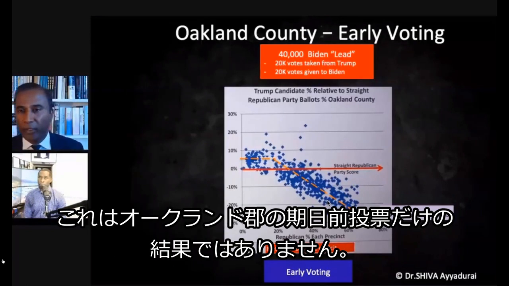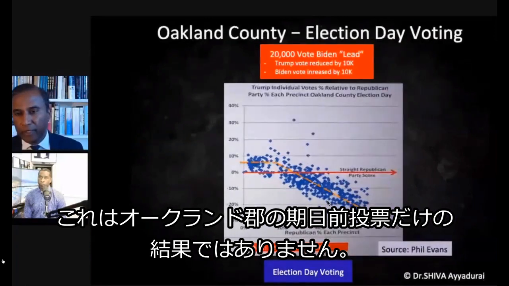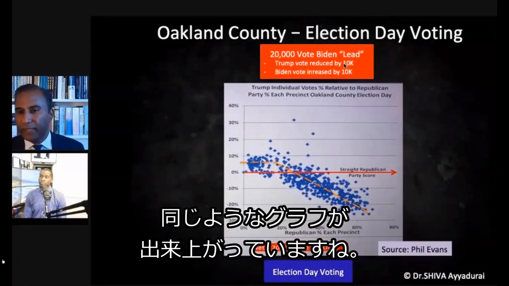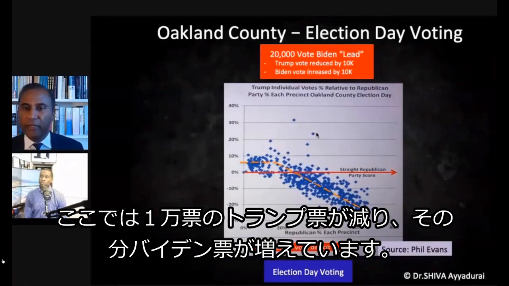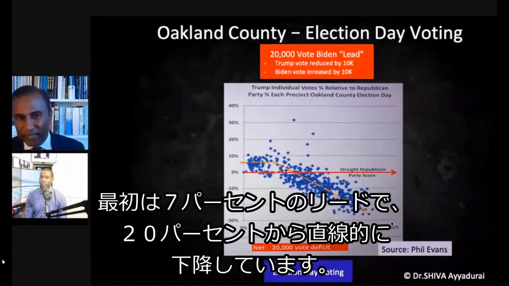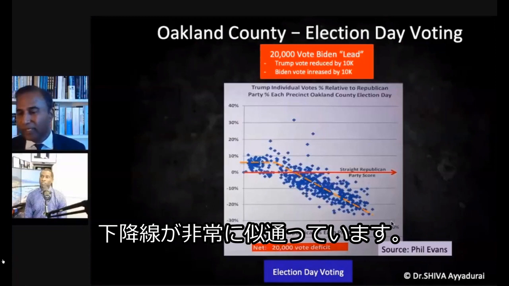Now, is it only in Oakland County in early voting? Well, let's look here. Here's election day voting, and you see the same thing. On election day, around 20,000 votes: Trump's votes are reduced by 10,000 and Biden's votes were increased by 10,000. Look at this pattern, same thing, around 7% and boom. The slope looks very close.